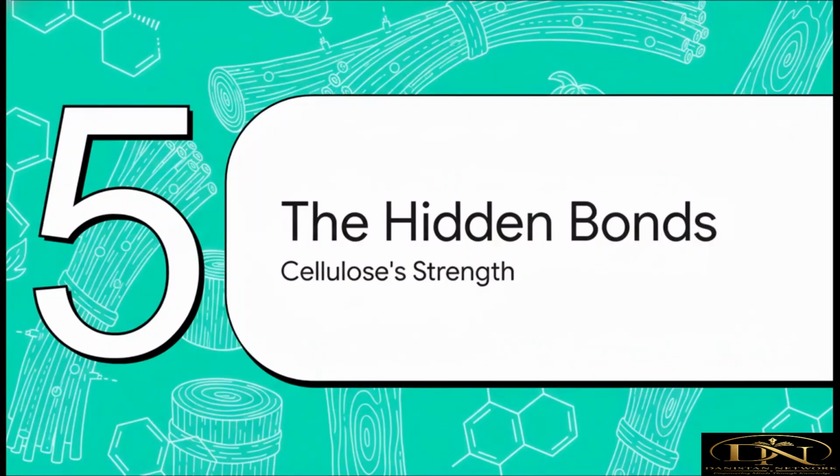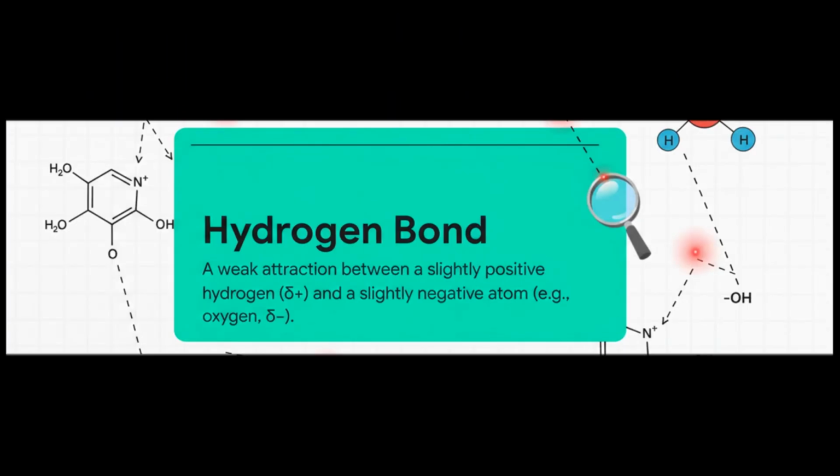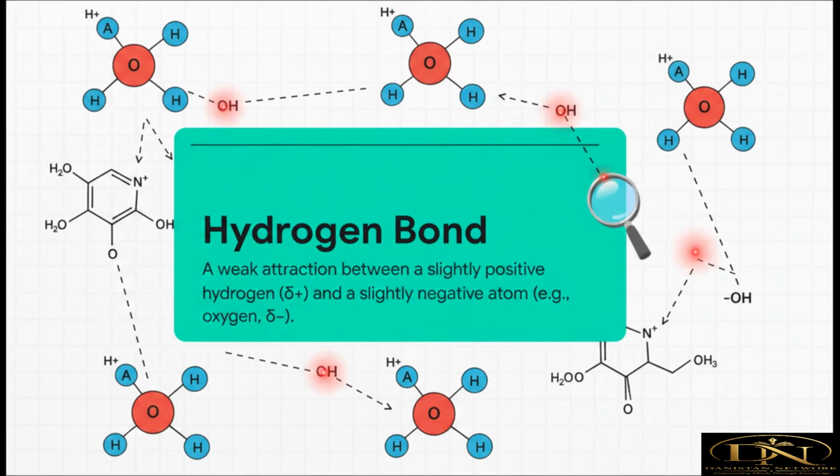But a single rigid chain doesn't explain the unbelievable strength of something like wood. The real secret, the real magic, happens when these individual chains start to interact with each other. And that interaction is all thanks to something called a hydrogen bond. You see, in those hydroxyl groups, the oxygen is a bit greedy with electrons, so it becomes slightly negative. That leaves the hydrogen slightly positive. It creates a tiny little magnet. And so, the slightly positive hydrogen on one molecule is attracted to the slightly negative oxygen on a molecule right next to it. That attraction is a hydrogen bond.